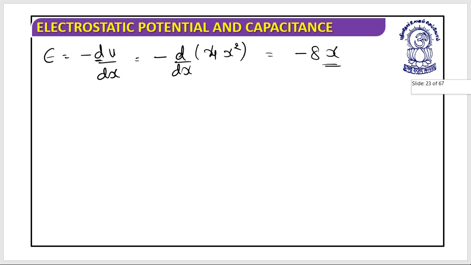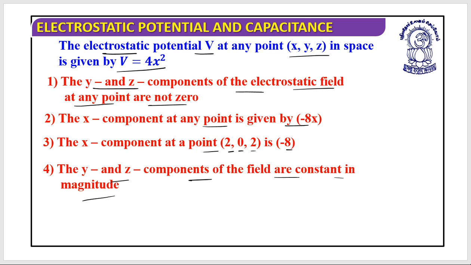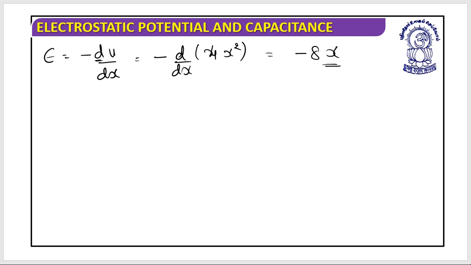So now let's again check the options. They said the y and z components of the electrostatic field at any point are not zero. No, it would be zero, because if I do Ey, it's minus del V by del y, that is minus del by del y of 4 into x square.